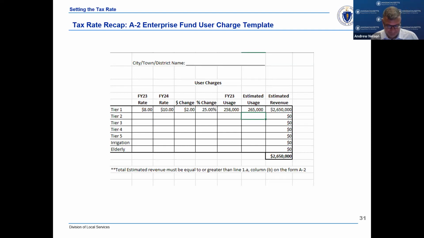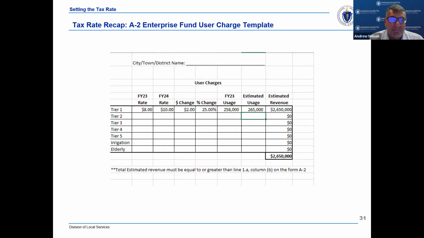Next slide, please. Andrew, can I just jump in again for 1 second? Absolutely. On any rate increases, those need to be voted prior to setting the tax rate. So that's very important. You can't say to us, we think we're going to increase rates next month at the next meeting. We will hold your tax rate and wait. You have to have them voted prior to having your tax rate certified.